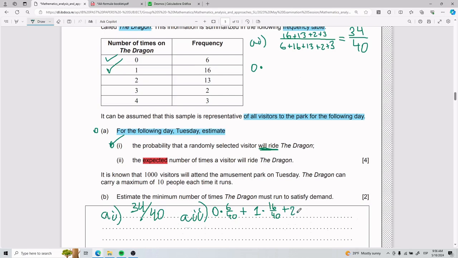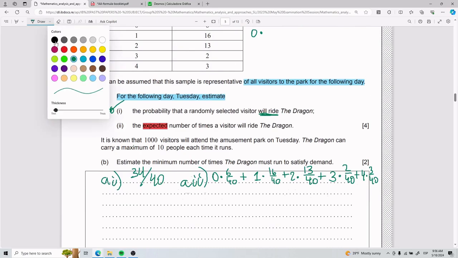Plus 2 times, so what's the probability of writing exactly twice? 13 over 40. And you keep going and you end up with something that looks like this. So for 3, it's going to be 2 over 40. And for 4, it's going to be 3 over 40. Okay, because of this 3. And so that is for the expected values. If you do all the math, you're going to get the right answer.